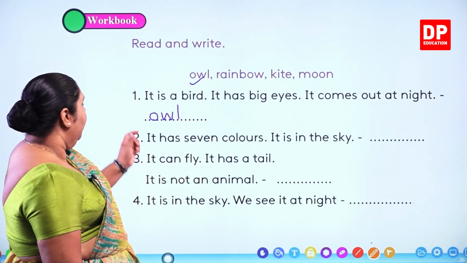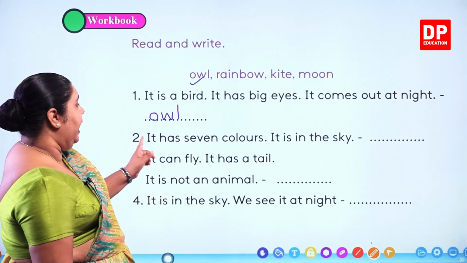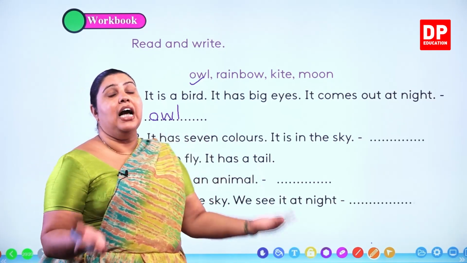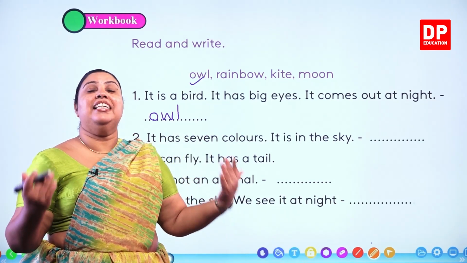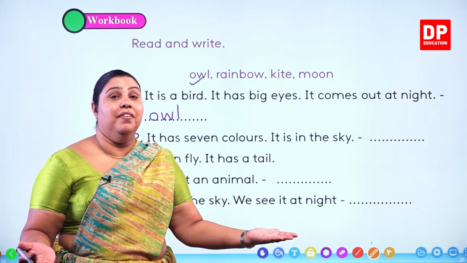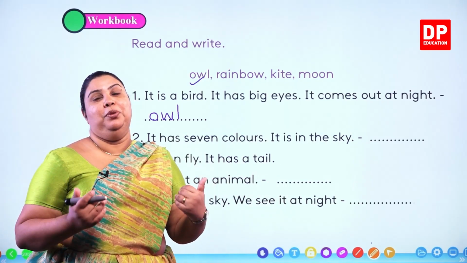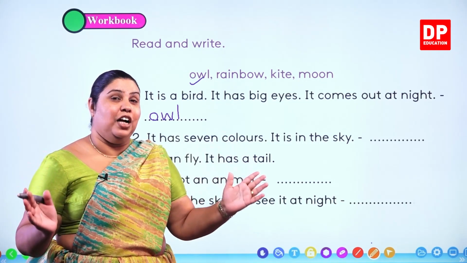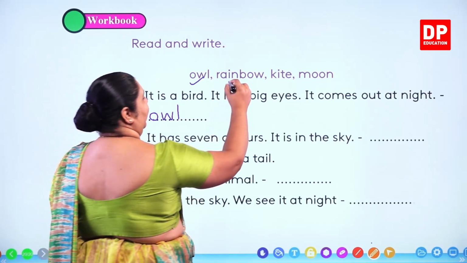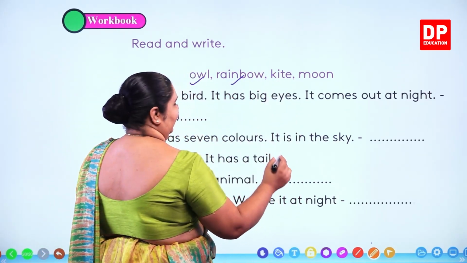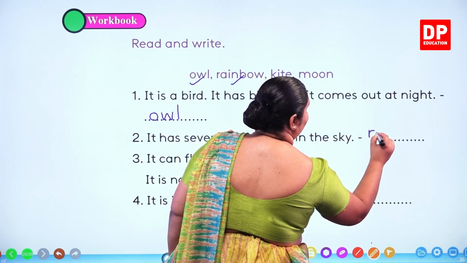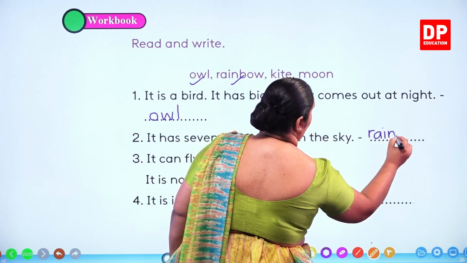O-W-L. Number 2. It has 7 colors. It is in the sky. It has 7 colors. What is it? පාට 7ක් තියෙනවලු. අහසේ තියෙන්නේ මොකද්ද පුතේ? පාට ලස්සනට තියෙන්නේ 7ක්ම. What do we call that? It's the rainbow. Oh, here we go. We'll write it here. It has 7 colors. It is in the sky, and that is the rainbow.